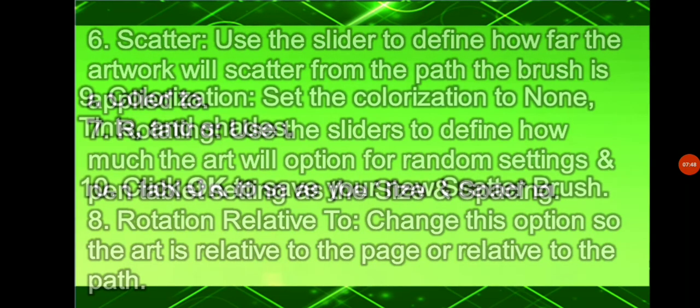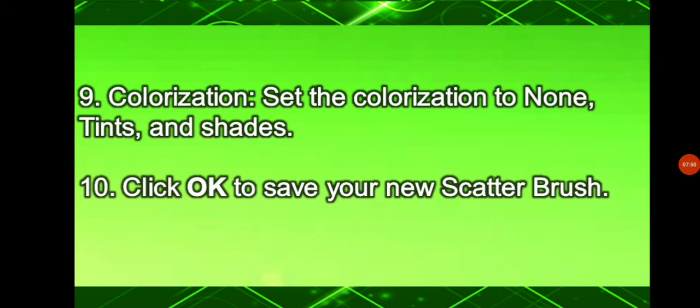Number 9 is colorization. Set colorization to none, tints, tints and shades, or hue shift, depending on how you want the color added to the original stroke art color. Number 10, click OK to save your new scatter brush.